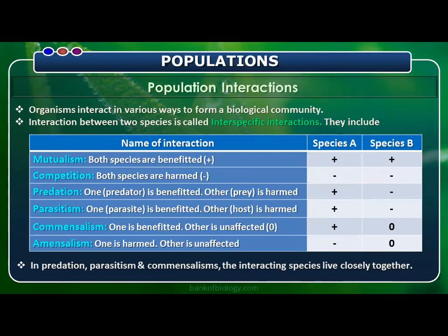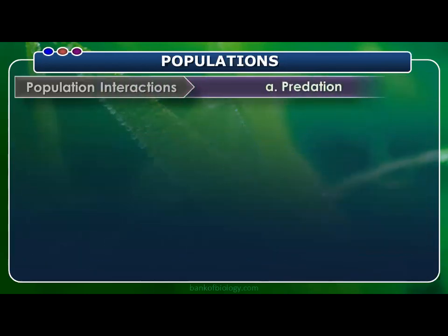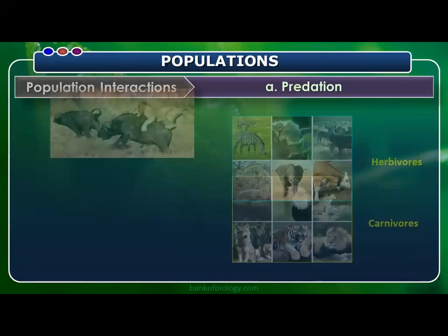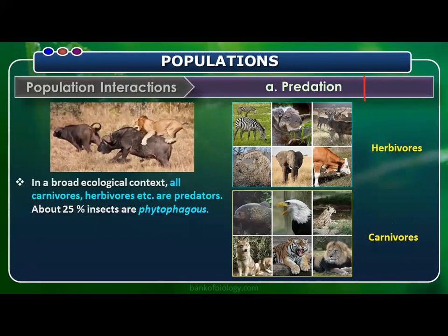In predation, parasitism, and commensalism, the interacting species live closely together. First of all, we'll move with predation. In that we have two, predator and prey. This interaction we call plus minus, which means one is benefited and the other is affected.